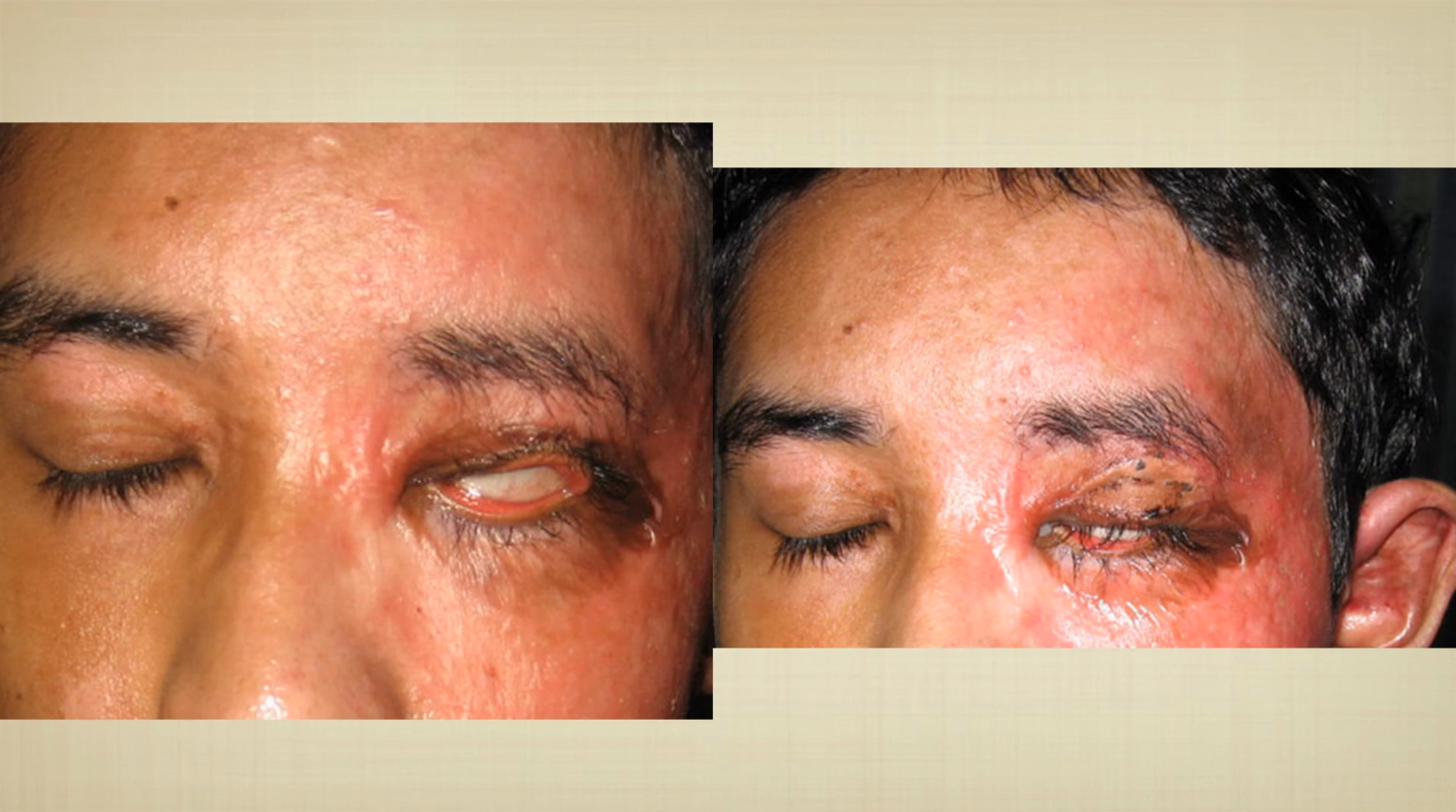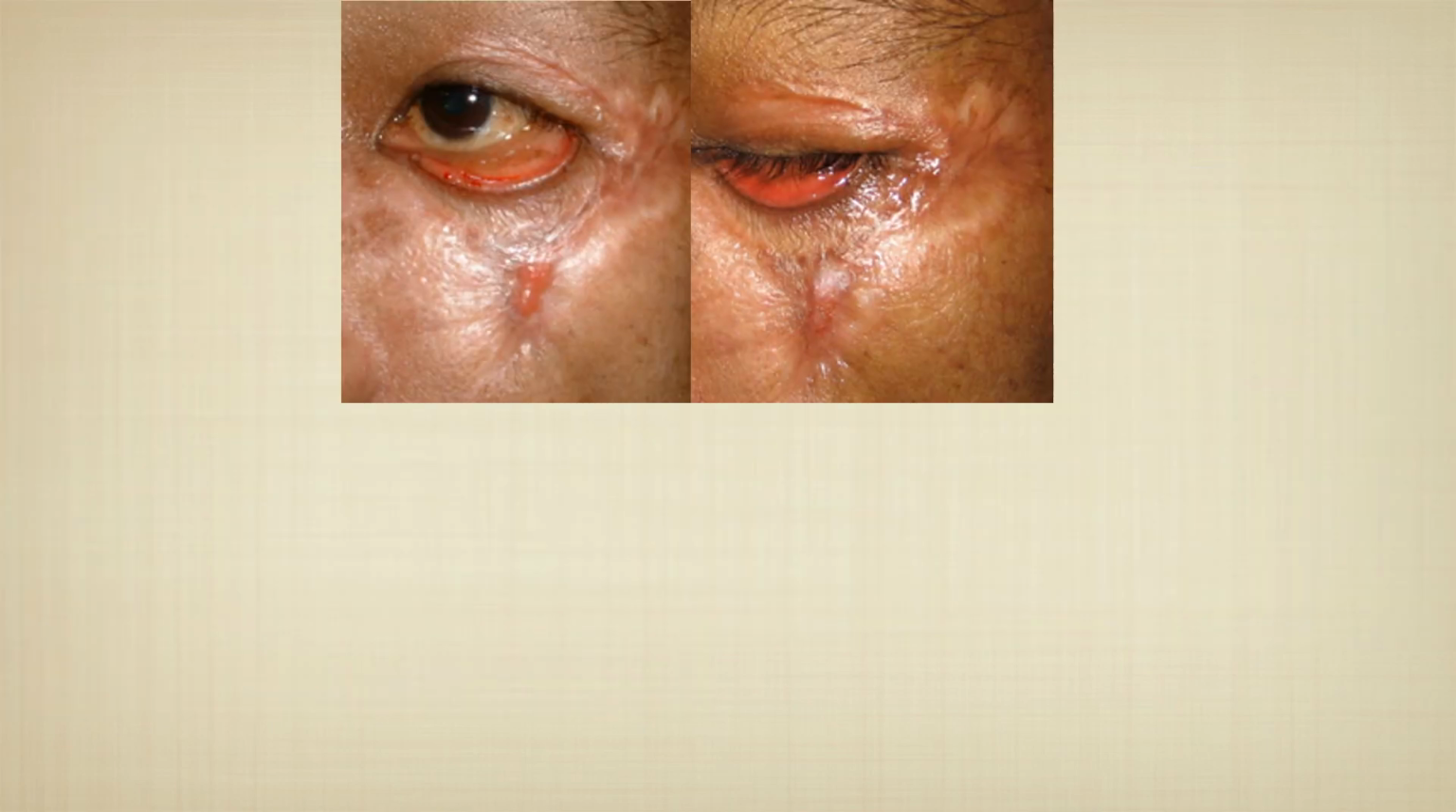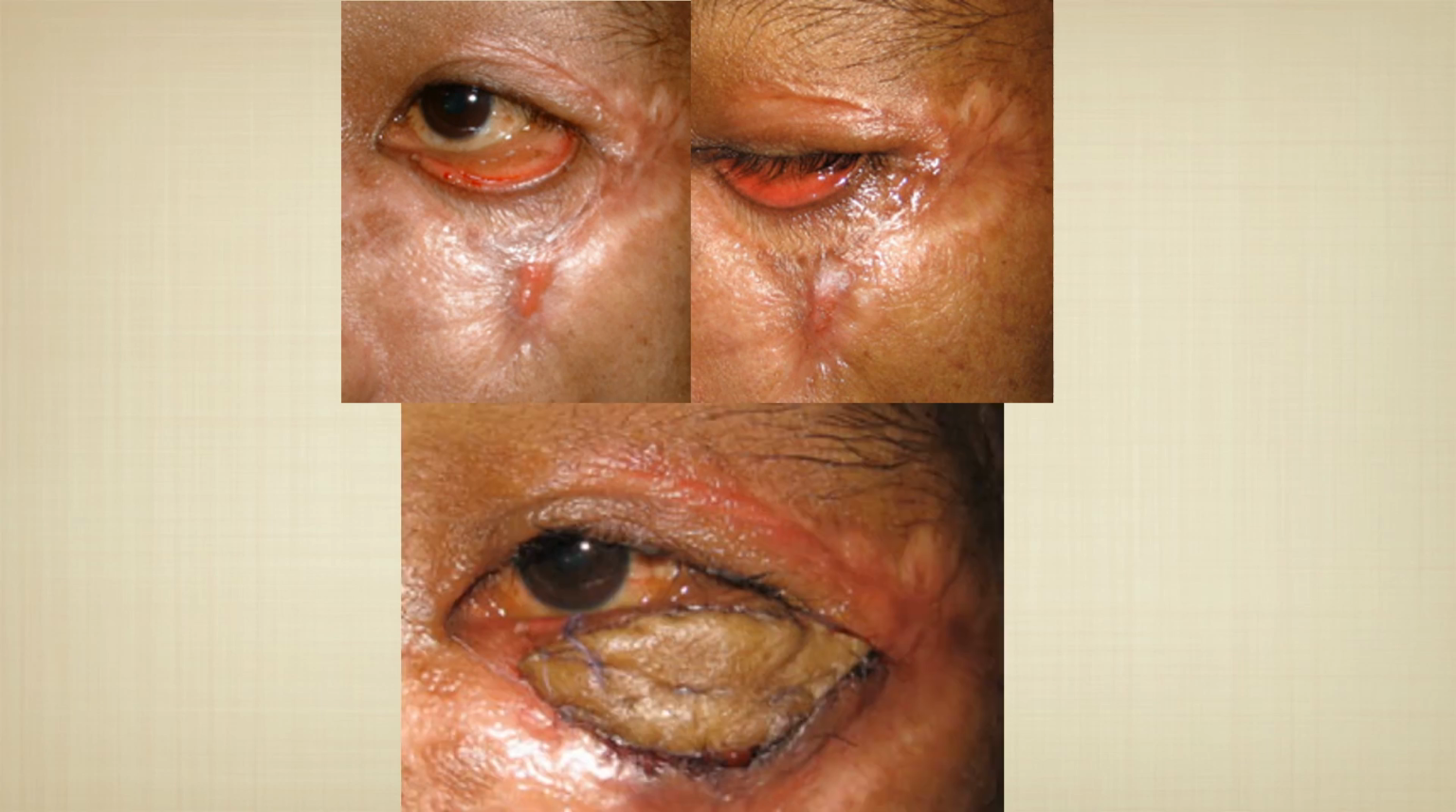An example of cicatricial ectropion treated with skin grafts. A cicatricial lower eyelid ectropion with lagophthalmos. This is the post-operative appearance after skin grafting.